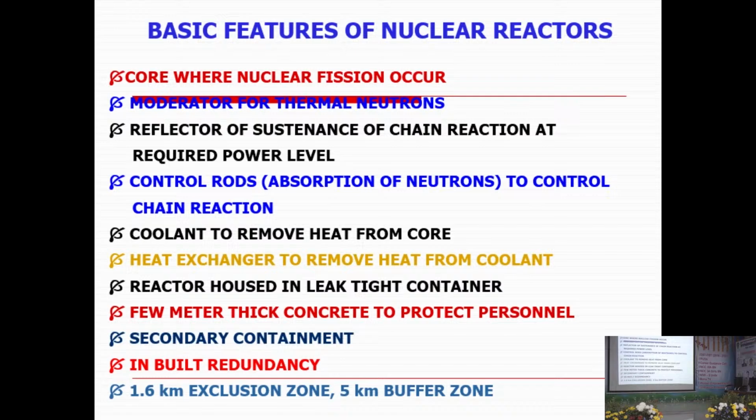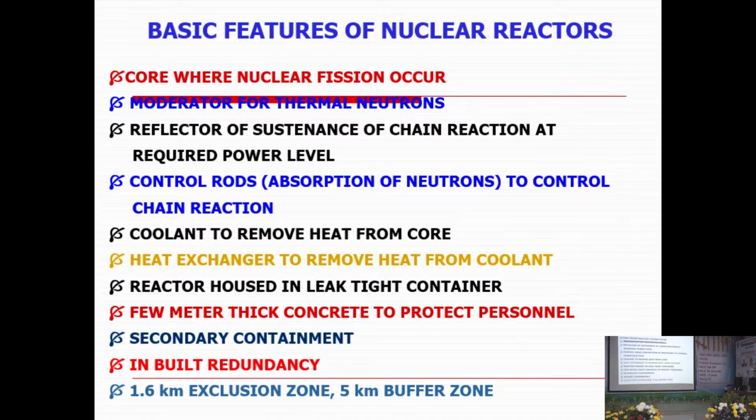Then we have the heat exchanger. The coolant is carrying the heat, and that heat will be exchanged to the secondary coolant where the steam will be generated. The reactor is housed in a leak tight container, because there should not be any leakage of radioactivity or other things. This entire reactor will be housed in a leak tight container.